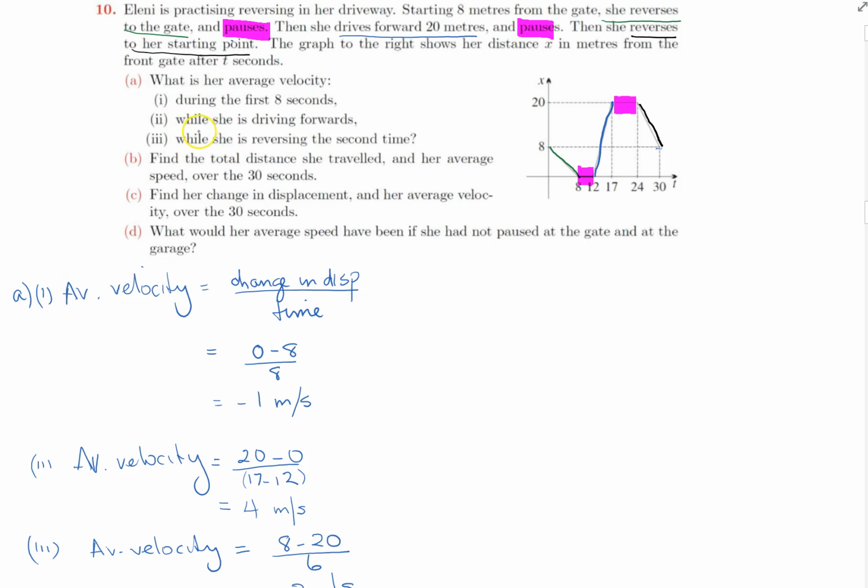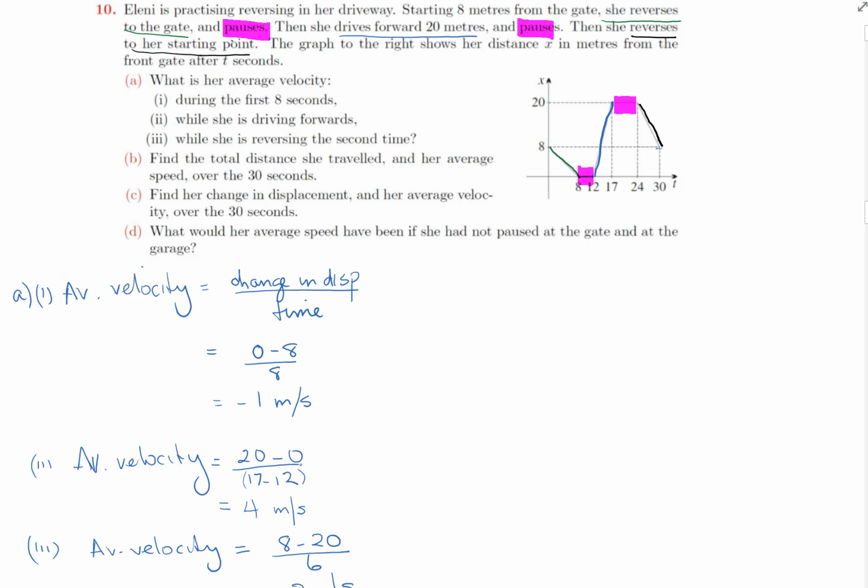Part 2 wants the average velocity while she's driving forward. She only drives forward in this one section from the gate to 20 metres away. So we've got the average velocity is where she ends up minus where she started, over the difference in time, which is the difference between 17 and 12. 20 divided by 5 is 4, and it's a positive, which we'd expect. She's moving in the positive direction, away from the gate.